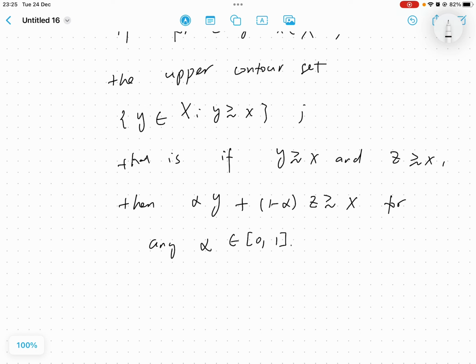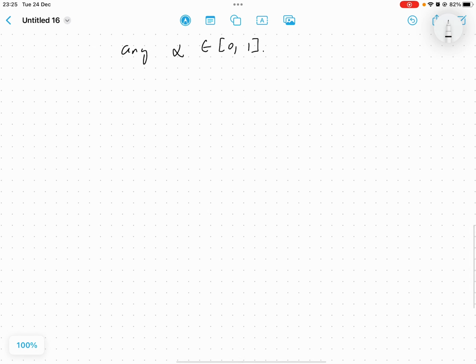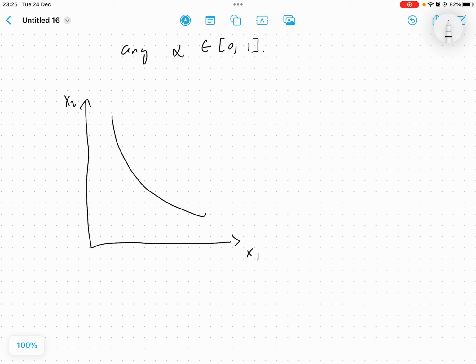So let's draw a little picture to help us further understand this definition. We still have a two-dimensional space for x. Let's say this curve is the indifference curve and this point is little x. Let's suppose y and z are some points here, to the right and above of this curve, because they are in the upper contour set. Let's simply connect those two dots, and this would be a straight line.